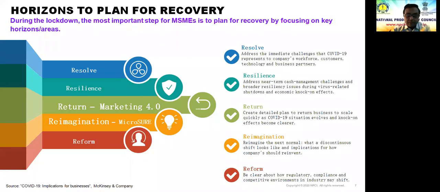I'll just share what McKinsey has proposed. McKinsey and Company has proposed five horizons to look at from the growth point of view. The first horizon is to resolve. Resolve means we have to create a resolve on how we are going to enable our business post-COVID. The second in the order is resilience. Resilience means our ability to bounce back. Then return, reimagination, reform. So here, two horizons, that is return and reimagination.